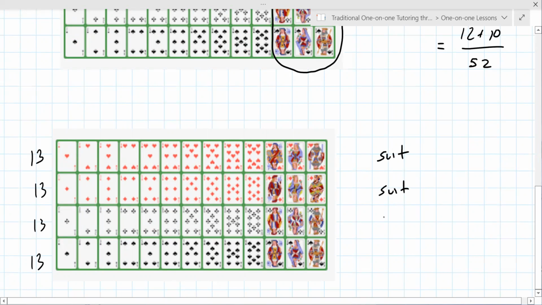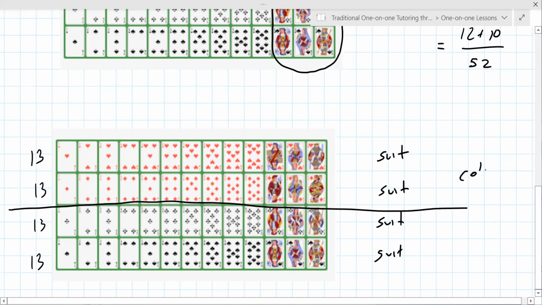Okay, and then color, it's red and black, so they're divided in half by color. And then the rest is kind of just weird. There's not really a nice division here, but these are the face cards. And there's 3 per suit, right? So there's 12 total face cards. And that's how you did that.